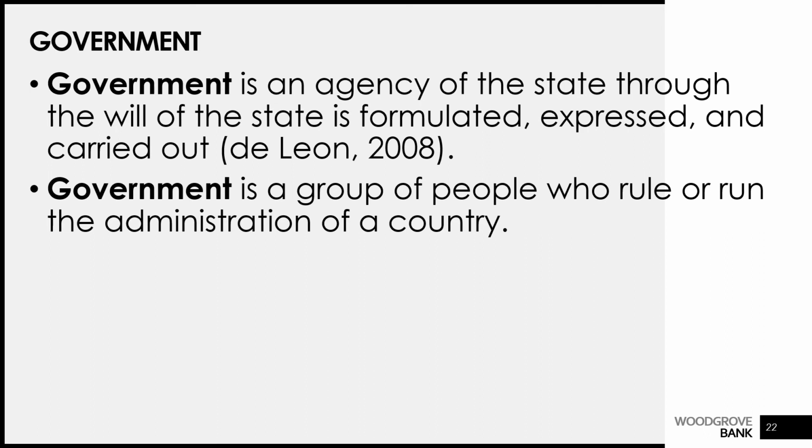Government is an agency of the state through which the will of the state is formulated, expressed, and carried out. So, in this agency, people communicate in order to formulate laws, express their needs, and carry out their decisions based on their needs. It is a group of people who rule or run the administration of a country.